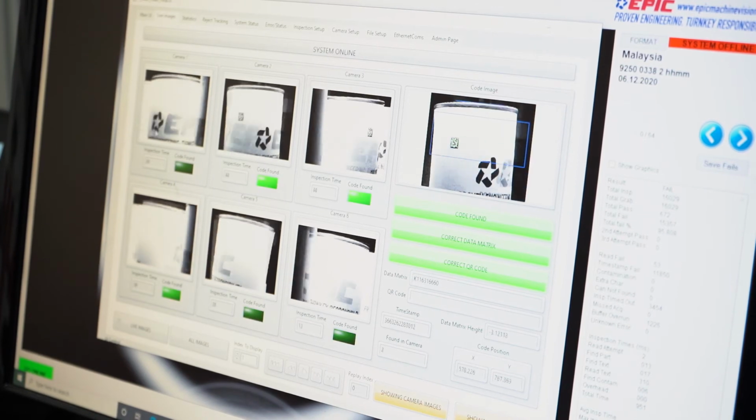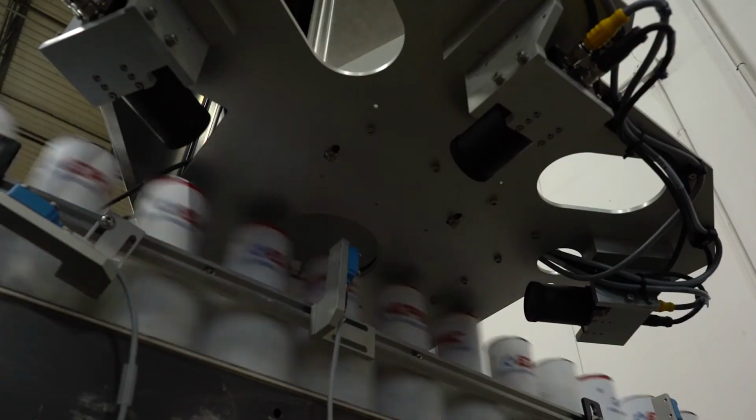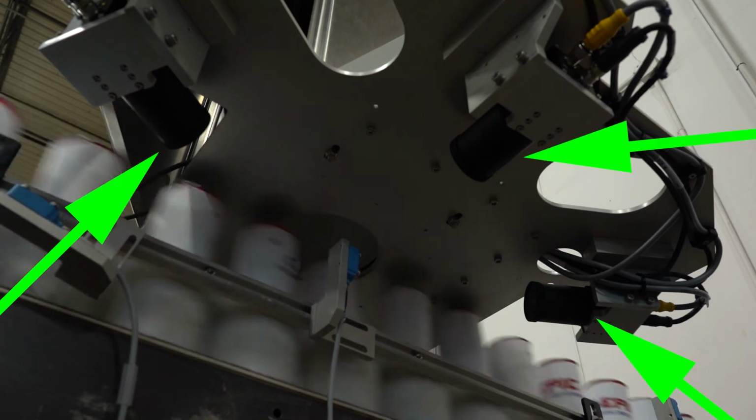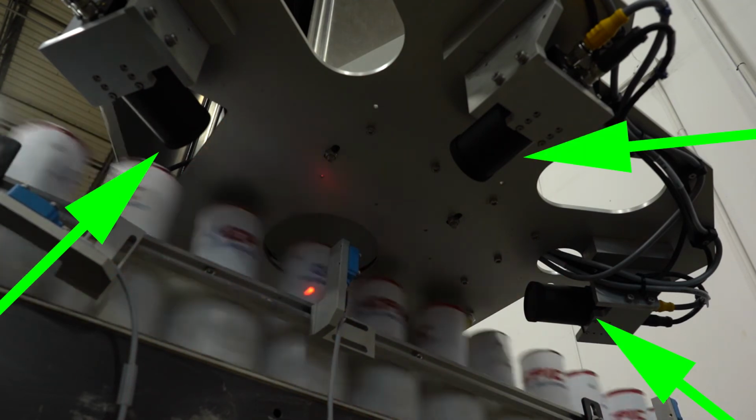the canister's orientation. To achieve this, Epic's engineers arranged three Cognex cameras in a triangle formation to accommodate for the rotation of the canisters as they're conveyed down the line.